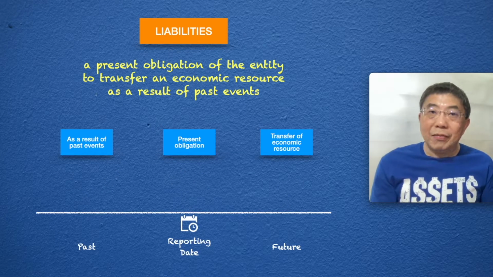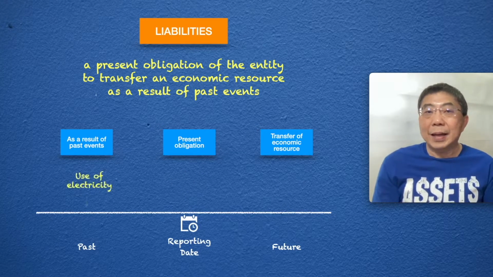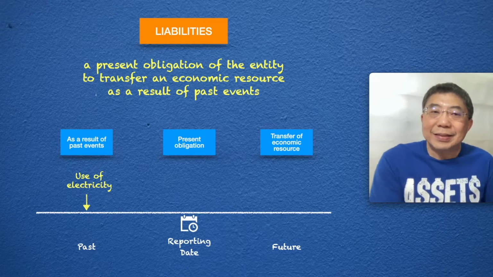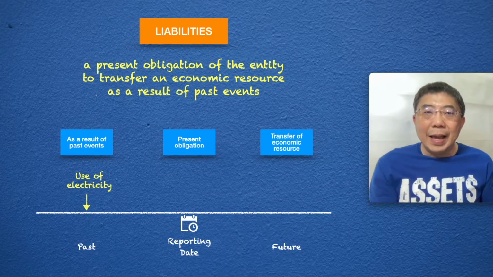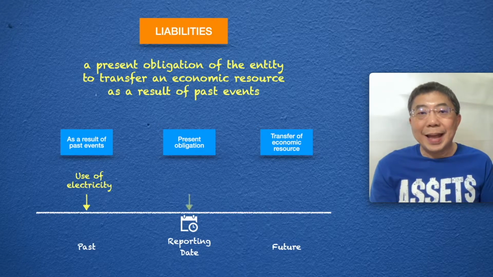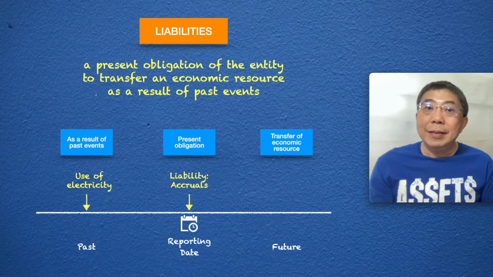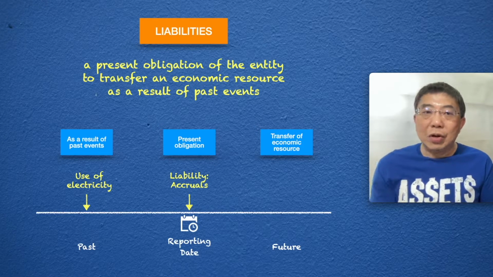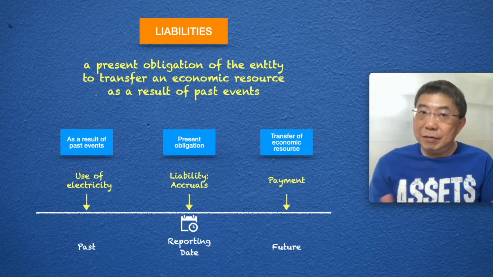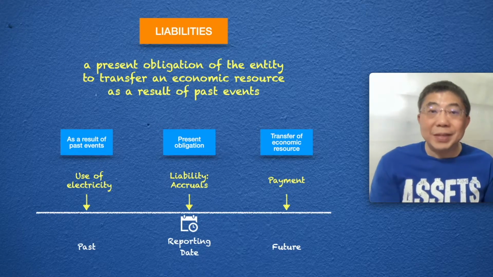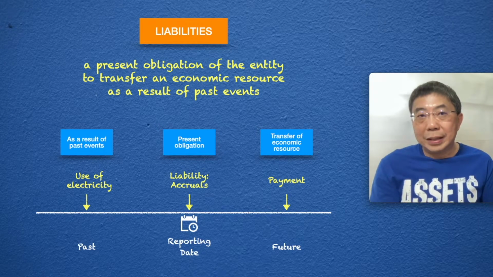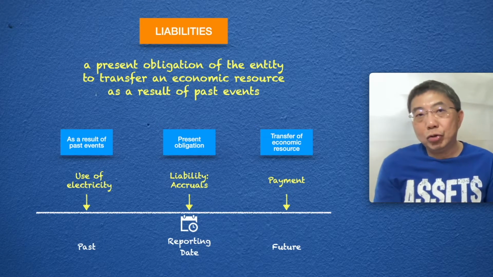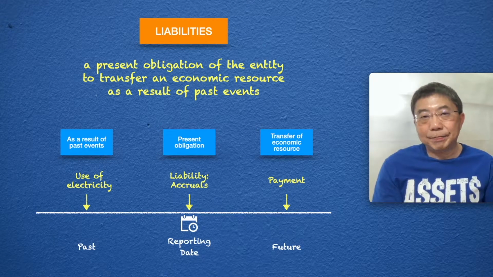Another example of liabilities could be that a business may have used up certain resources in the past, such as electricity. And if the amount remains unpaid at the reporting date, then the business would have a present obligation to pay for the use of the electricity sometime in the future. So as a result, the business would therefore have to report a liability in the form of accruals in its statement of financial position at the reporting date.